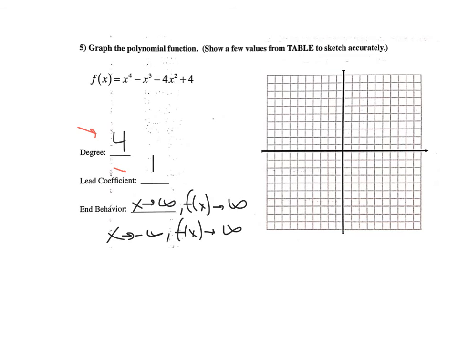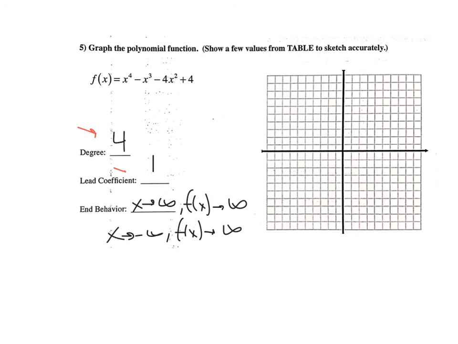Go back to your calculator. Go back to y equals. Punch this one in. X to the 4th minus x to the 3rd. I'm having a hard time here, punching the wrong buttons. Minus 4x squared plus 4. Table's already set, so a second table.